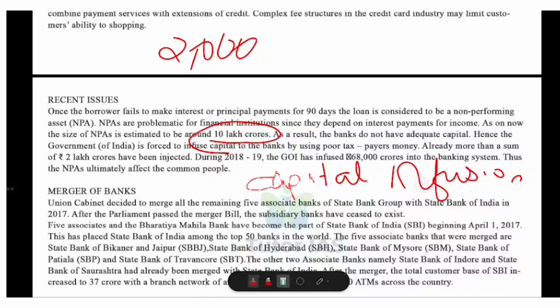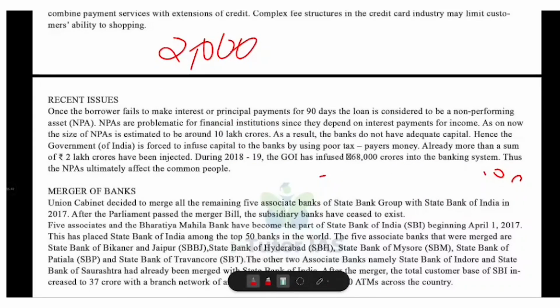For example, till now, the government has already injected more than 2.2 lakh crores to support banks. During 2018-19 alone, around rupees 86,000 crores were given to recapitalize the banking system. Okay, so in short, when borrowers don't repay, NPAs increase. When NPAs increase, banks lose income, and when banks lose income, the government uses taxpayers' money to save banks, and the result is that common people are affected.